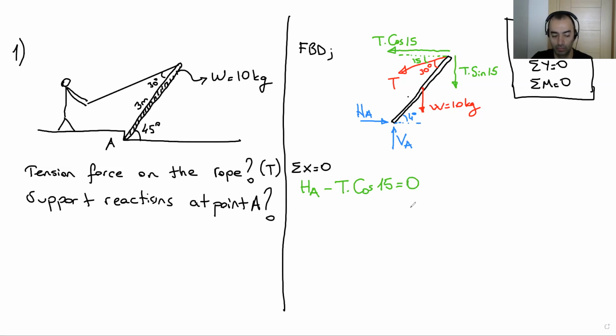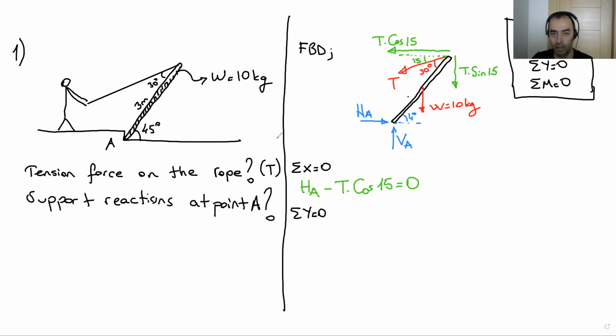Okay, this is the first equation we have. Then, do we know HA? No. Do we know T? No. Okay. Keep this equation here. Let's do the second one. The second one is here, total Y. Let's write the total Y equals 0.